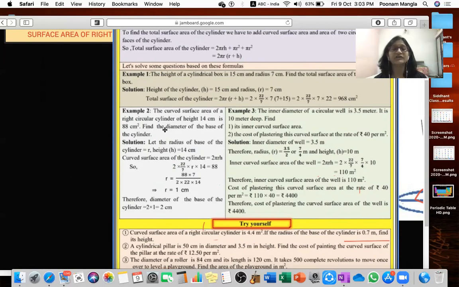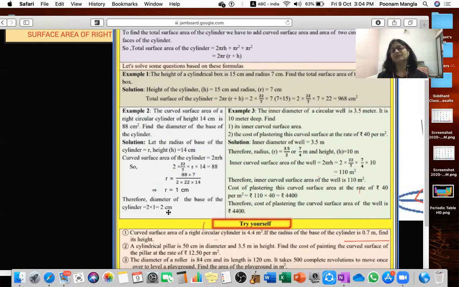But we have to calculate the diameter of the base of the cylinder. So to calculate the diameter, we multiply 2 by 1 centimeter, which comes out to be 2 centimeter. Hence the diameter of the base of the cylinder is 2 centimeter. I hope you are getting all these things and you understand the concept.